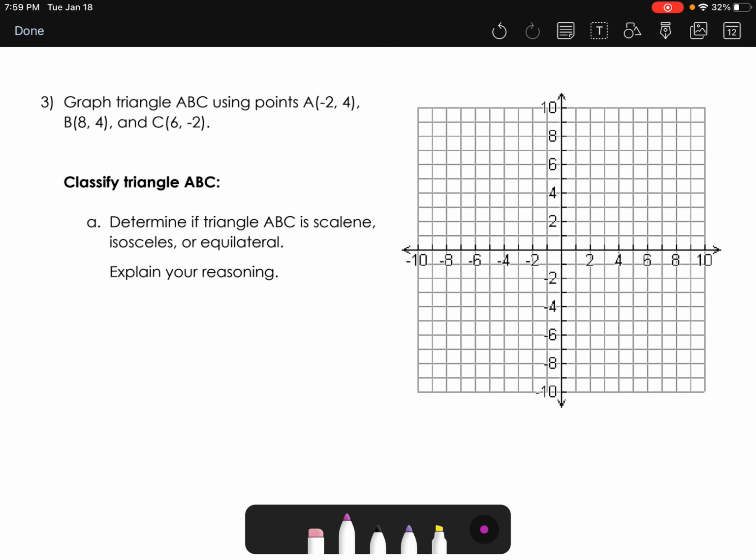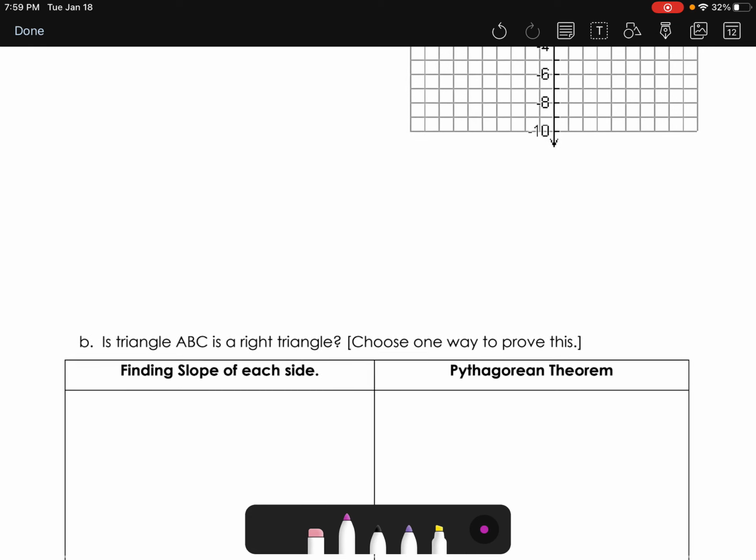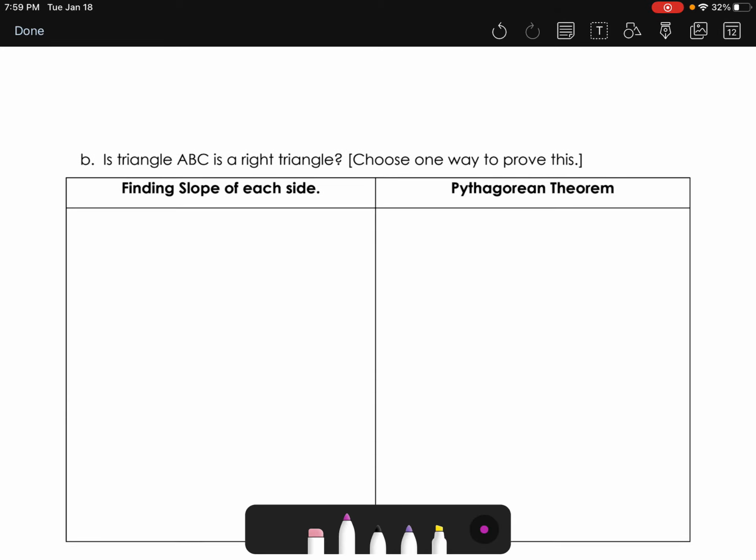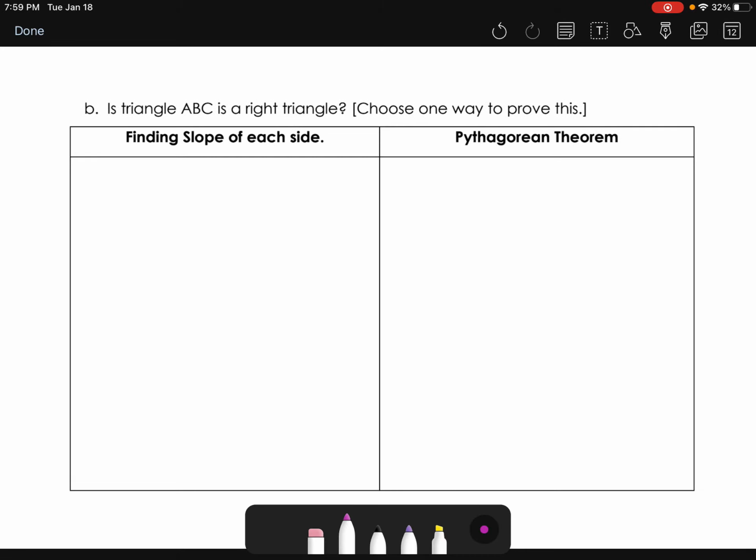Also, give question number 3 a shot. You can do this. I know you can. It's the same thing as question number 2. I promise the triangle won't be as tiny. Use whatever method you like to prove the triangle is a right triangle. It says choose one way to prove this. Would it be cool if you did both ways? Yeah, that would be cool because one could back up the first way that you choose.